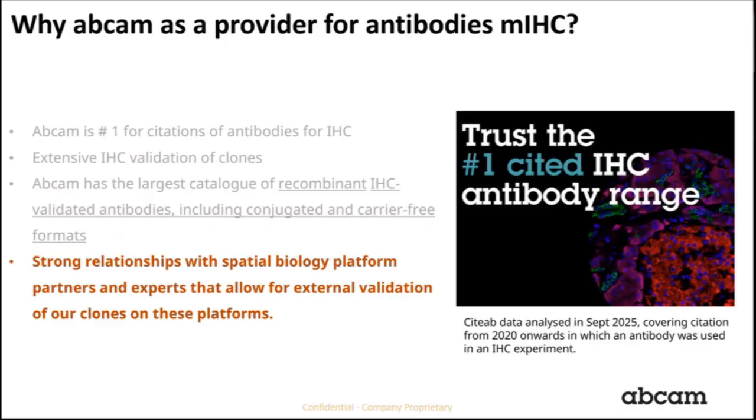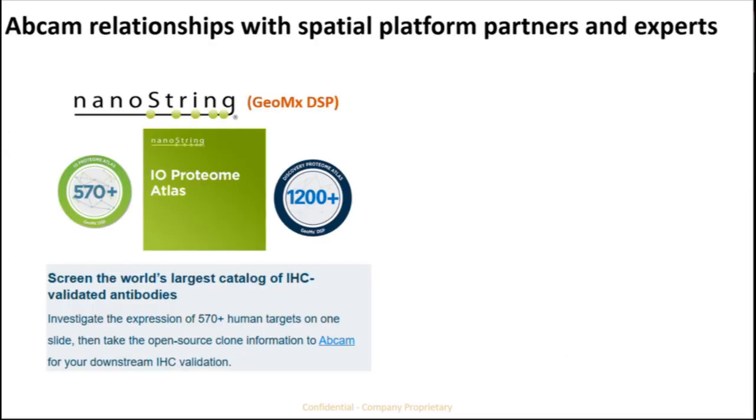And last but not least, the reason for choosing our antibodies is that we have a strong relationship with spatial biology platform partners and experts that allow for external validation of our clones on these platforms. So we have partnered with NanoString on their GeoMx digital spatial profiler platform, which used to be a 570-plex, but has recently turned into a 1200-plex. So NanoString has actually shared with us a list of the antibodies that they have tested and that work for them, and built it into a panel.